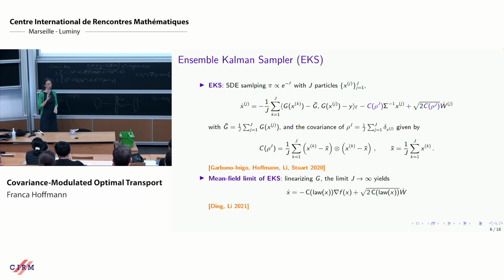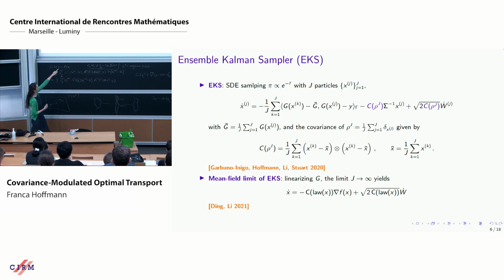And so the new twist to this was basically to put in front of this Brownian motion the square root of the covariance, which will then, if you look at the mean field limit of this PDE, give you exactly this gradient flow in this covariance-modulated optimal transport distance. And so, yeah, this whole connection comes then through the mean field limits.